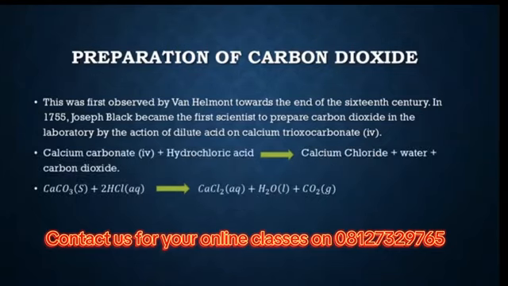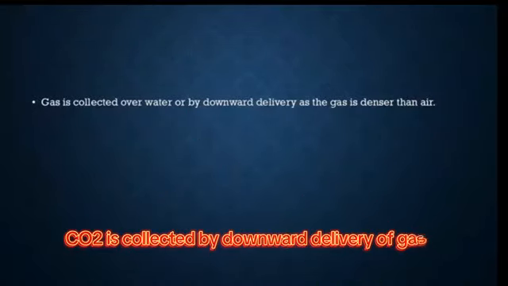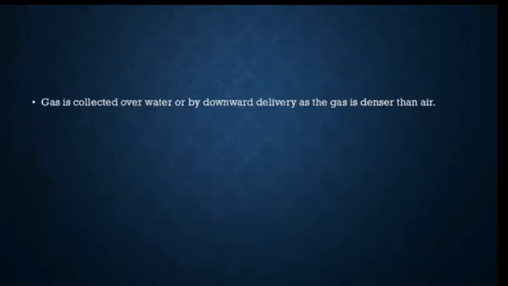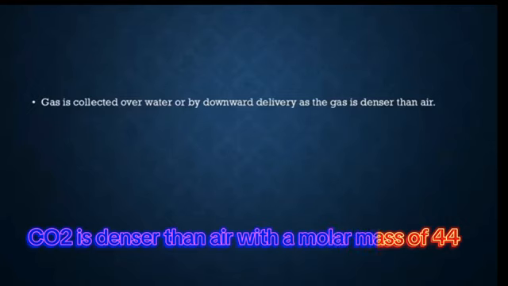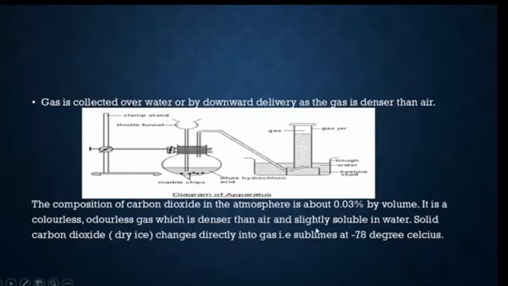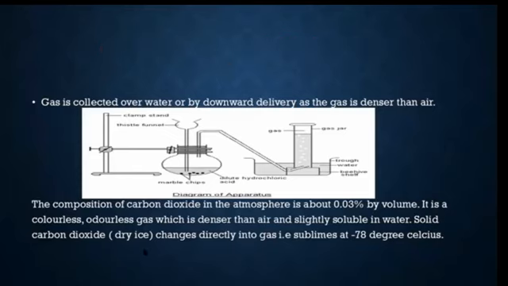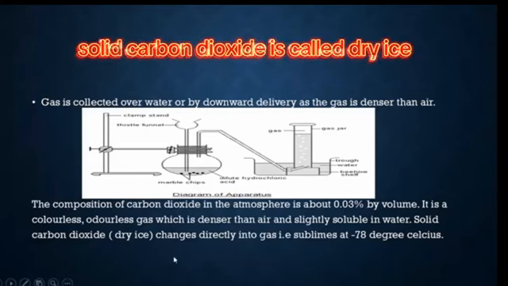How is carbon 4 oxide then collected? Carbon 4 oxide is collected over water, or by a process called downward delivery of gas, because carbon 4 oxide is denser than air and soluble in water. The solubility of carbon 4 oxide is very minimal, so that's why sometimes you even say it is insoluble, but it is actually soluble, but the solubility is very slight. So solid carbon dioxide is called dry ice, and it has a tendency of undergoing a process called sublimation. That is, it can change directly from solid to gas.